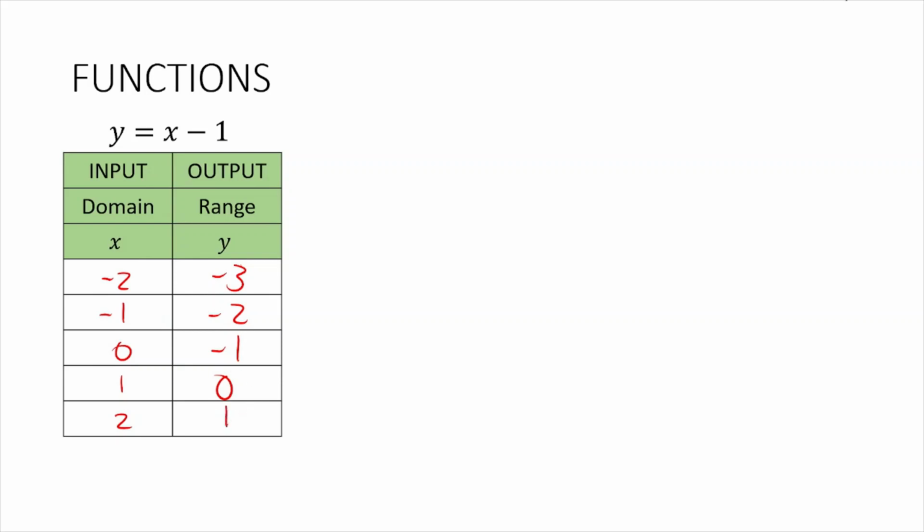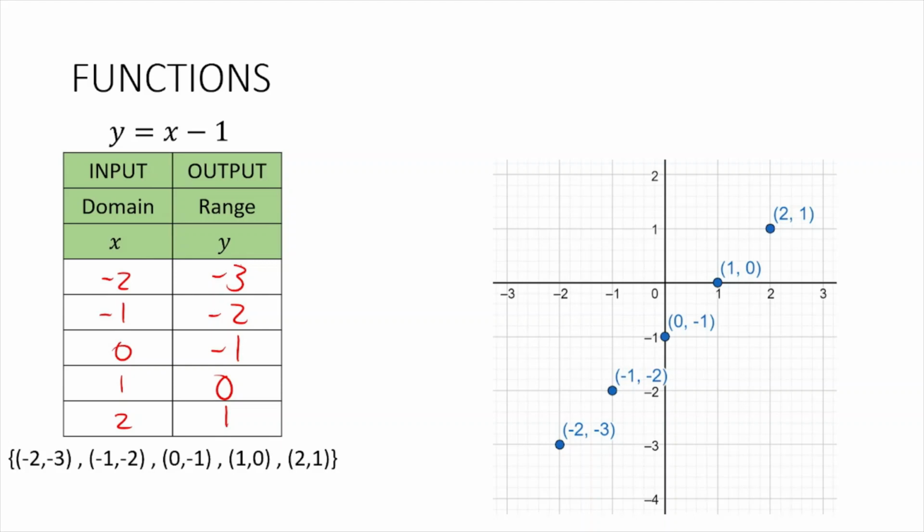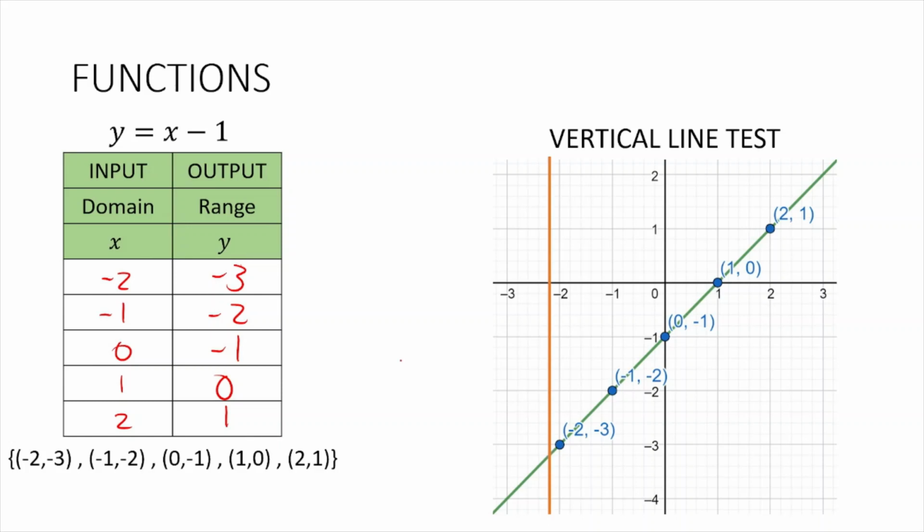Okay, and then these are the ordered pairs that will be generated. Okay, so -2, -3, -1, -2, and then 0, -1, 1, 0, and +2, +1. Okay, then again we plot them, which will result in a straight line. Now regardless of the placement of the vertical line, if we employ the vertical line test, it will always cross the graph at exactly one point.